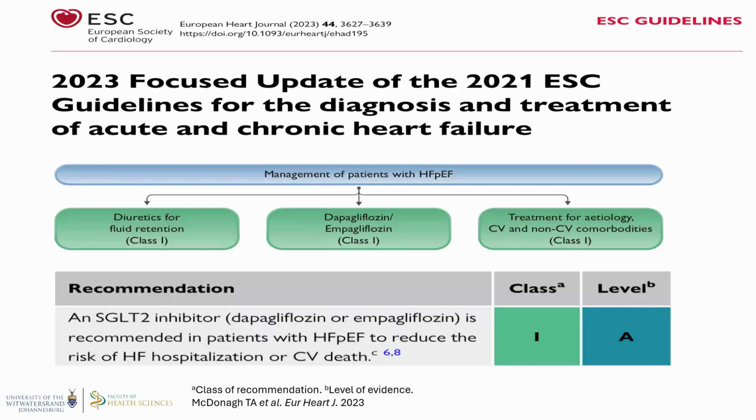Okay, so based on these trials on SGLT2, the 2023 focused update guidelines for the diagnosis and treatment of heart failure now have placed a class 1A indication for an SGLT2 inhibitor, whether it's dapa or empa, in all patients with heart failure with preserved ejection fraction to reduce hospitalization or cardiovascular death. The other class 1 medications that are recommended for HFpEF are your diuretics, which carry a class 1 indication, and also treatment of non-cardiovascular comorbidities as well.